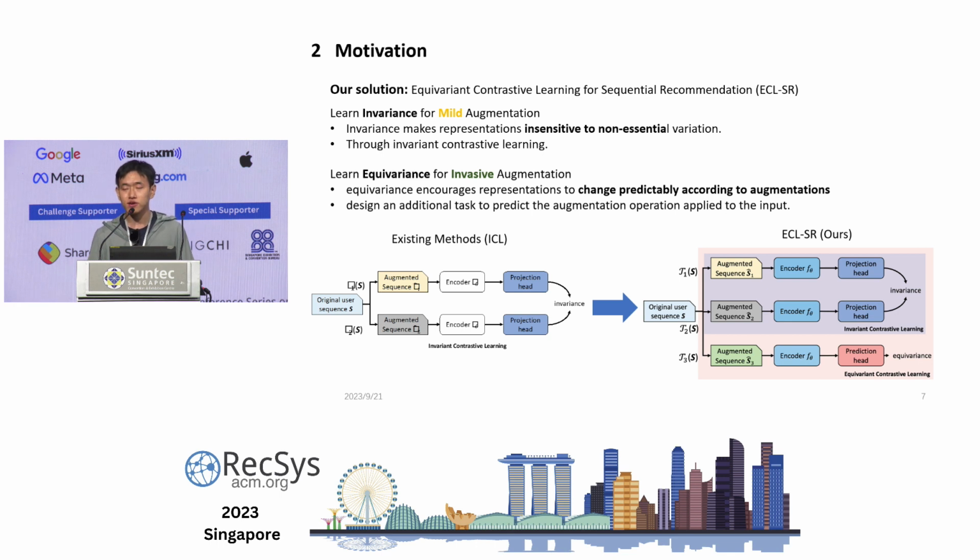On the one hand, we learn invariance for mild augmentations. Invariance makes representations insensitive to non-essential variation. This is achieved through invariant contrastive learning. On the other hand, our method can learn equivariance for invasive augmentations. Equivariance encourages representations to change predictably according to augmentations. This is achieved by designing an additional task to predict the augmentation operation applied to the input.